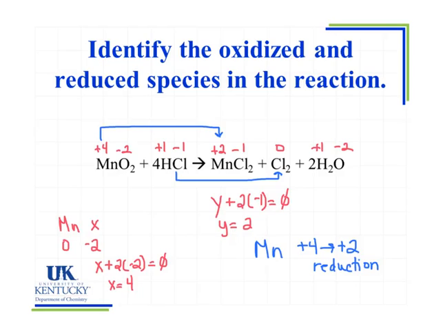When I look at my chlorine going from -1 to an oxidation state of 0, what I see happening there is the loss of electrons because I'm becoming more positive in the oxidation state, and so that is going to be my oxidation process. So the HCl is oxidized to Cl2.